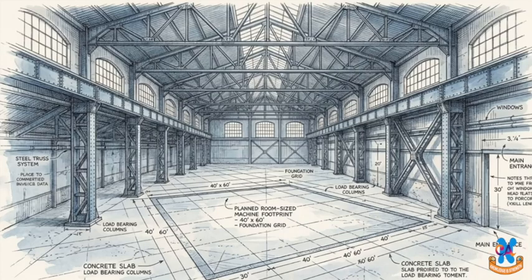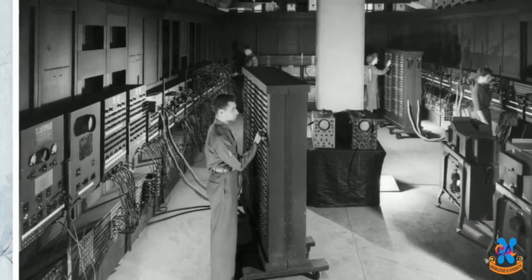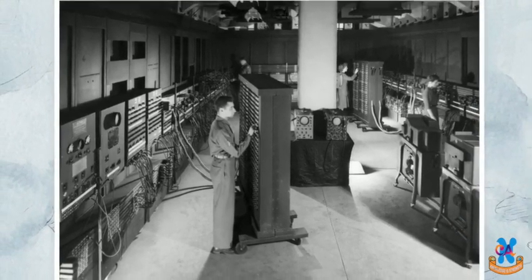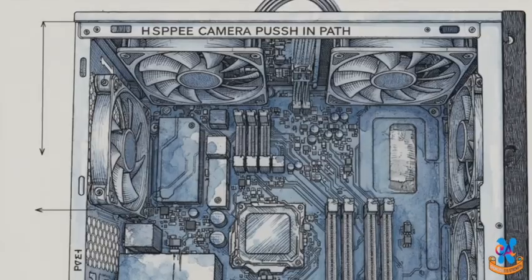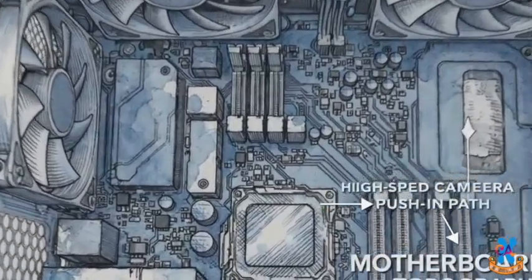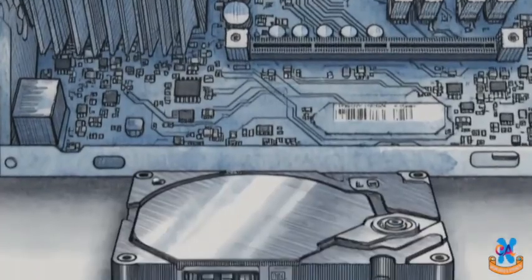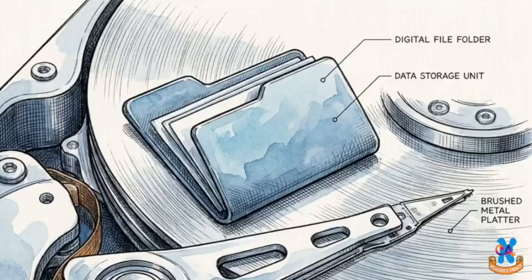Early computation was defined by immense physical space and manual labor. Operating a machine like the ENIAC meant physically rerouting thick cables by hand just to perform basic calculations. Today, that entire room of infrastructure has been reduced to microscopic electrical pulses. But every global communication still originates at a precise physical location, a single file resting on a local hard drive.